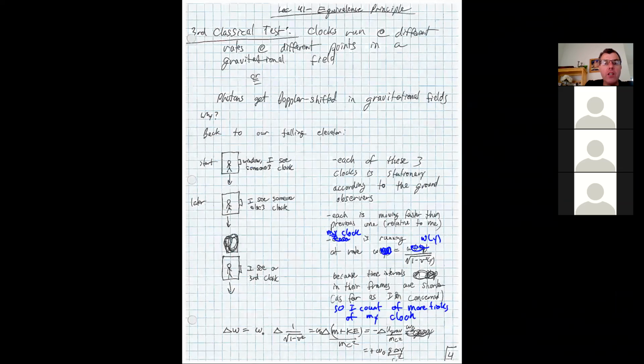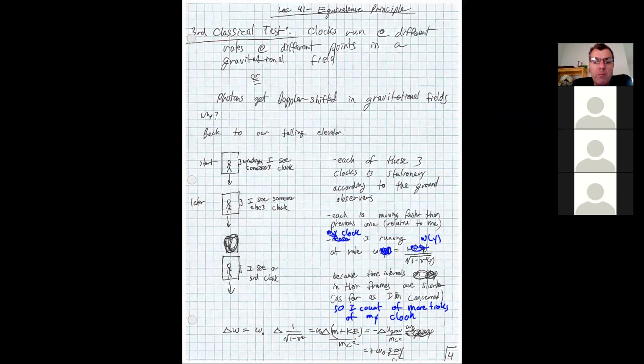Okay, here's the third classical test of relativity. Clocks run at different rates at different points in a gravitational field, or photons get Doppler shifted in gravitational fields. Let's go back to our falling elevator. Start out, I look through the window, I see someone's clock. A little later, I look through the window, I see someone else's clock. A little later, I see another clock.